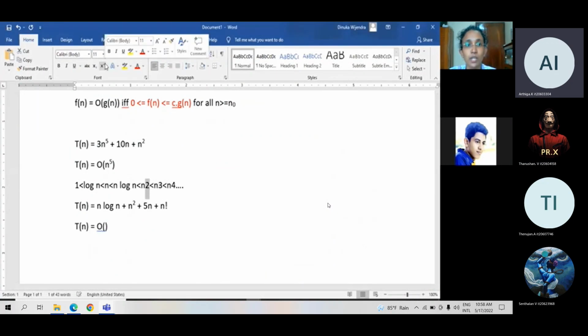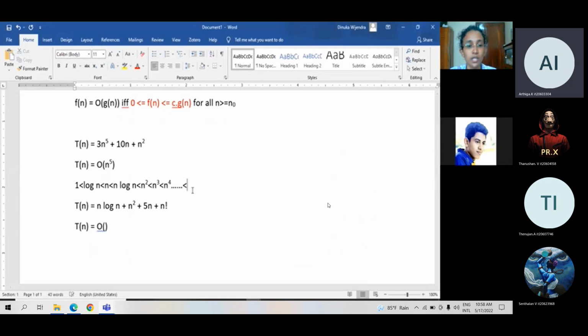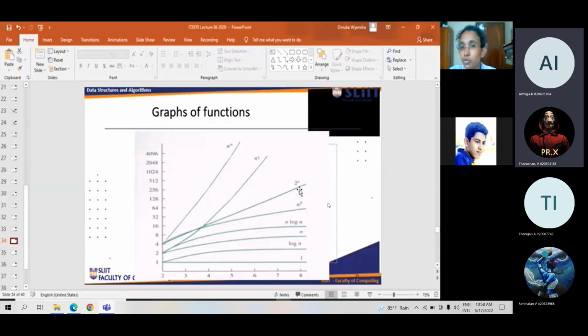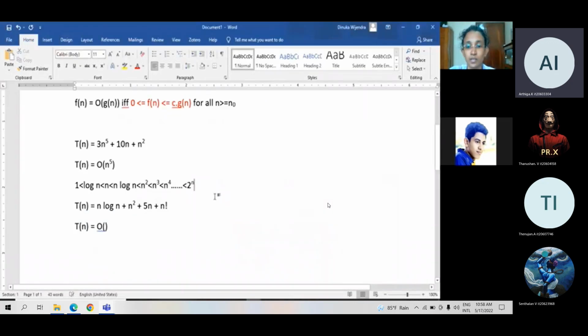Okay, then I have to make it like this. All the n powers are going like this, and only 2 to the power n is starting like this. Then you can see in the slide, after 2 to the power n, n factorial is starting. It means 2 to the power n, 3 to the power n, 4 to the power n, 1000 to the power n, all the c to the power n terms are lying in between this area.